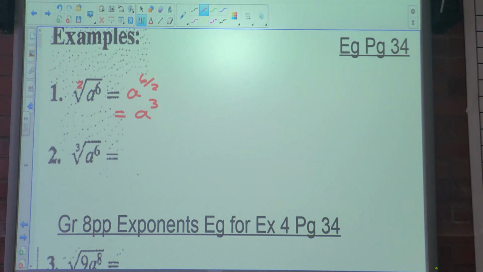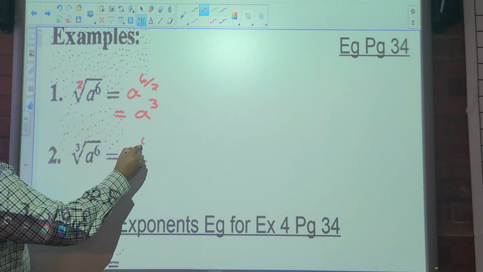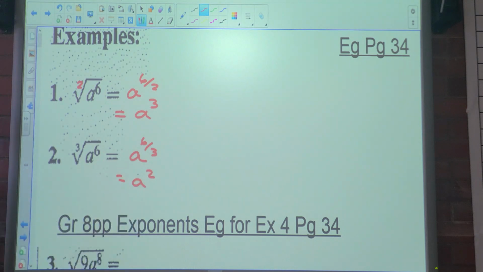The cube root of 8 to the 6. So what will this one give us? 8 to the exponent 6 over 3. And 6 over 3 is? 2. Is there anybody that's confused?